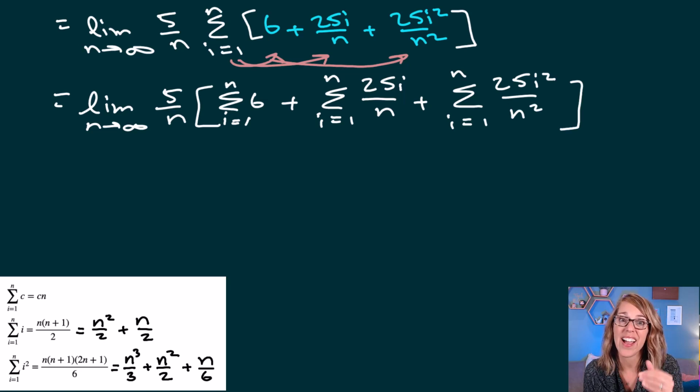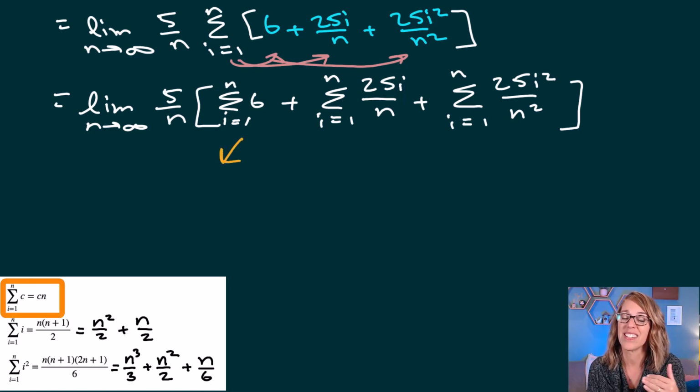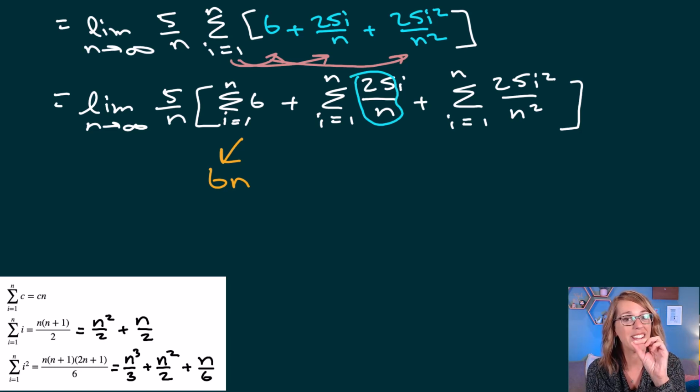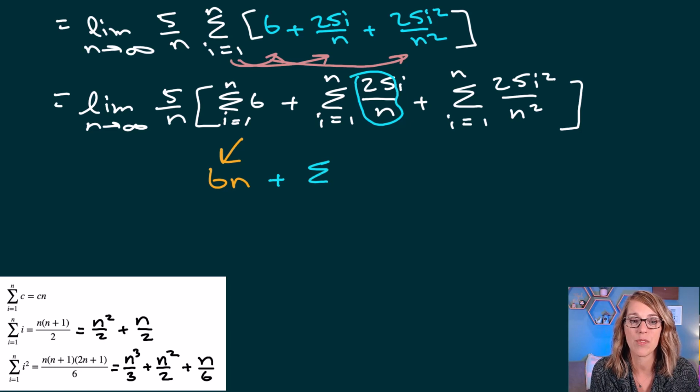Now I know that I am going for one of those formulas, and I actually have one of them already. I've got the sum of a constant, and I know that the sum of this constant from 1 to n is going to be 6 plus 6 plus 6, n times. So it's the constant times n. When I move into the second one, what I want to do is to factor out this 25 over n. It's a multiplier that does not depend on i. So I can write the second one as 25 over n goes out in front.